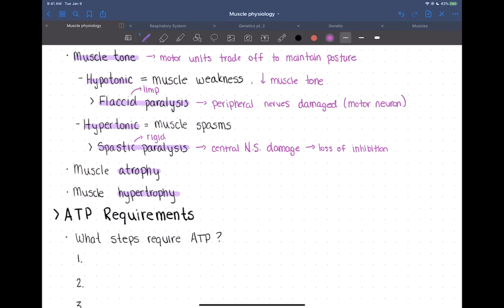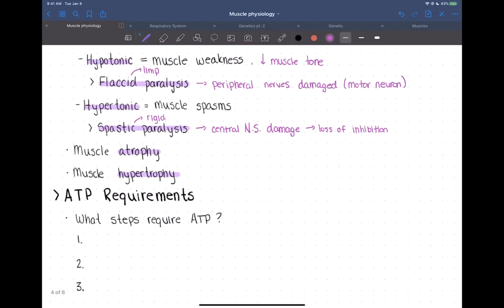Okay. All right. And then additional terms you may have heard of before are muscle atrophy and muscle hypertrophy. All right. And this actually affects the muscle cells themselves. So muscle atrophy, you don't lose muscle cells. However, each muscle cell loses myofibrils. All right. So loss of myofibrils.